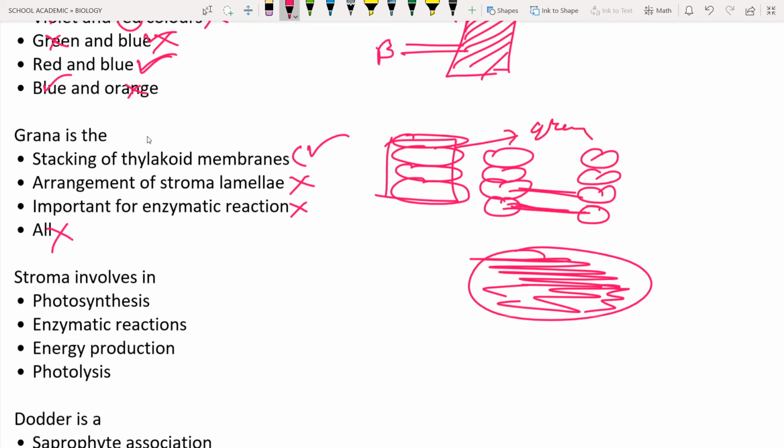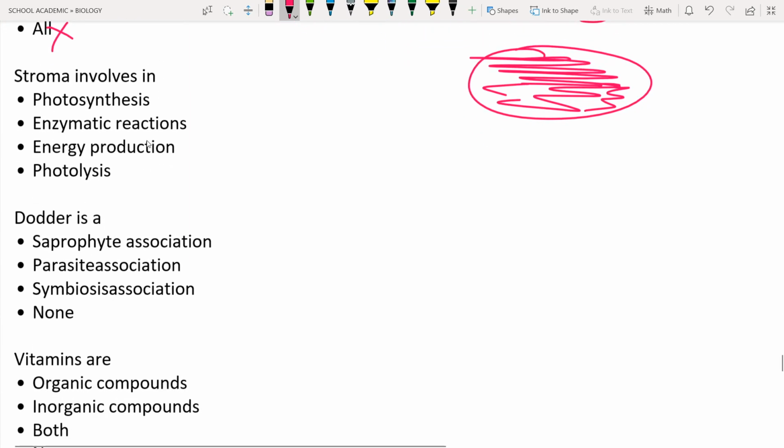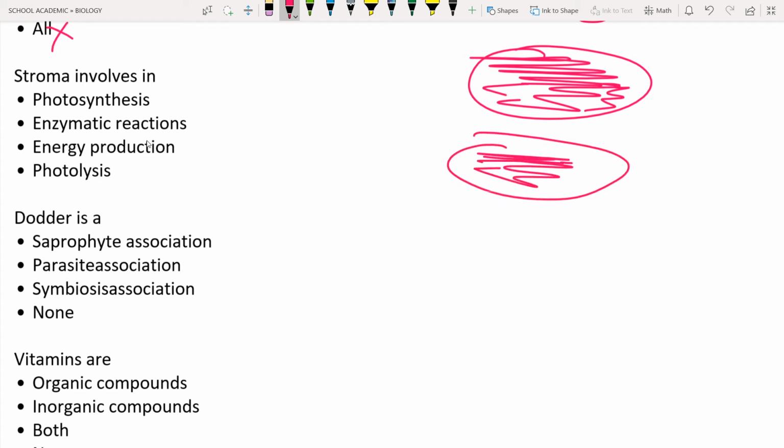So next, the stroma is involved in. The first option is photosynthesis. Just now we have discussed, in the chloroplast there is a fluid, a light yellow or white colored fluid present. That is known as stroma. So it is involved in the enzymatic reactions. Okay. So the first option they are saying is photosynthesis.